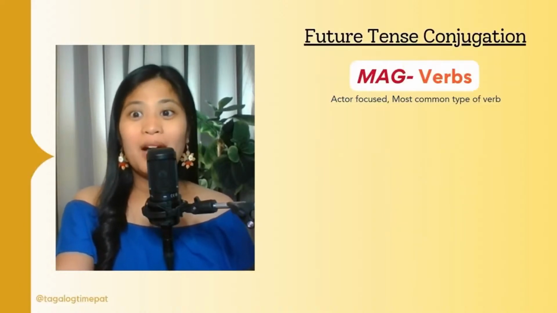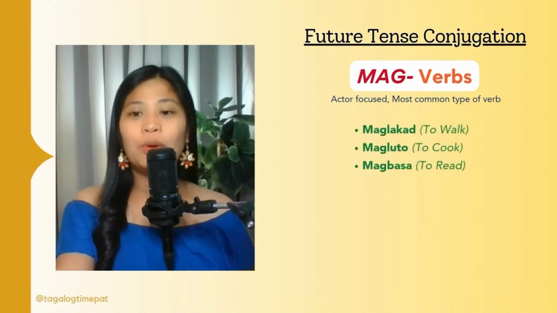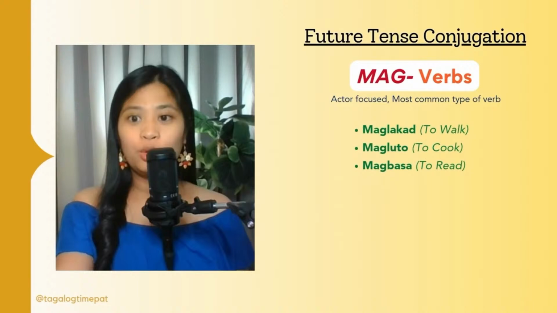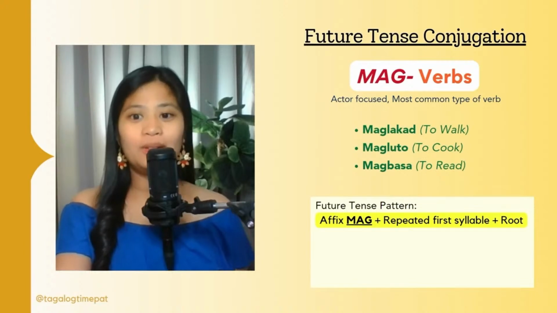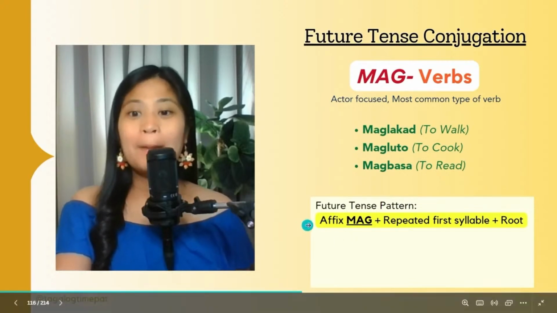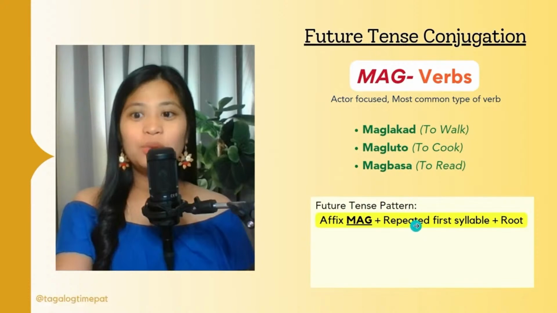Let's start with mag verbs. Again, our mag verbs are maglakad to walk, magluto to cook, magbasa to read. Now in the future tense, this is the pattern. Now it's the affix mag, then there's a repeated first syllable, and then the root.